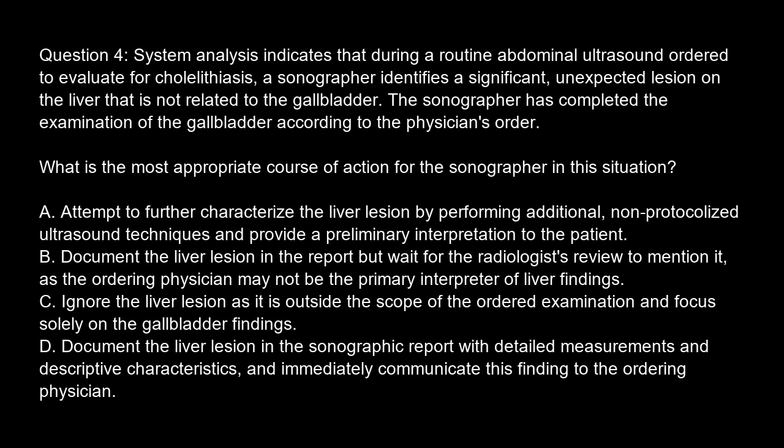Option A. Attempt to further characterize the liver lesion by performing additional, non-protocolized ultrasound techniques and provide a preliminary interpretation to the patient. Option B. Document the liver lesion in the report but wait for the radiologist's review to mention it, as the ordering physician may not be the primary interpreter of liver findings. Option C. Ignore the liver lesion as it is outside the scope of the ordered examination and focus solely on the gallbladder findings. Option D. Document the liver lesion in the sonographic report with detailed measurements and descriptive characteristics, and immediately communicate this finding to the ordering physician.